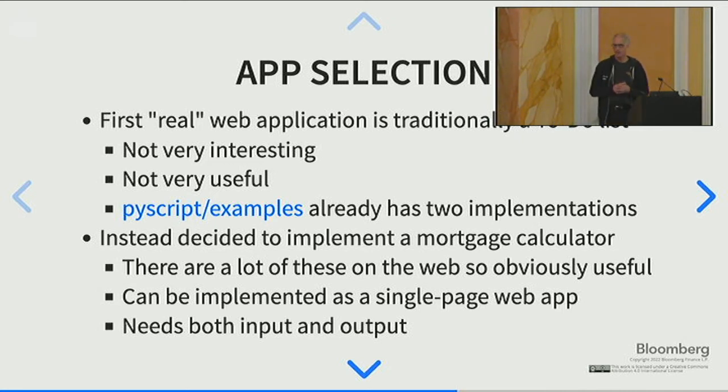So I scratched my head a little bit, and I decided to implement a mortgage calculator. There are a lot of these on the web, so they're obviously useful. They can be implemented as a single-page web app, which was a nice step in the evolution. And it also needed input and output. So now I'm getting a little different flavor.